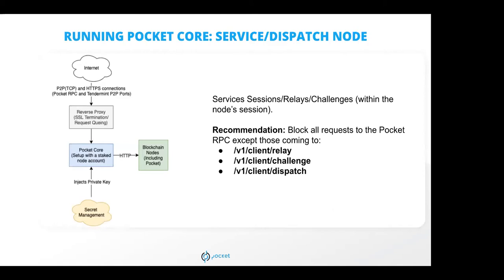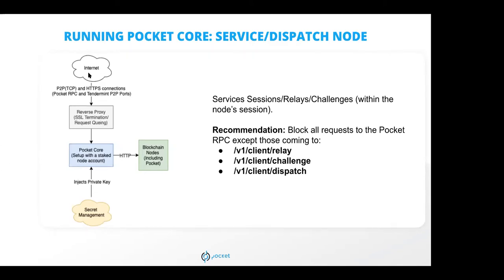So I'm gonna break down each type of node that you saw in the diagram in the beginning more deeply, so you can see our recommendations in terms of how you can go ahead and configure these nodes. The first one is the service dispatch node. It's the one we've sold the most, it's the one that we've advertised the most, because these are the ones that earn rewards for service relays.